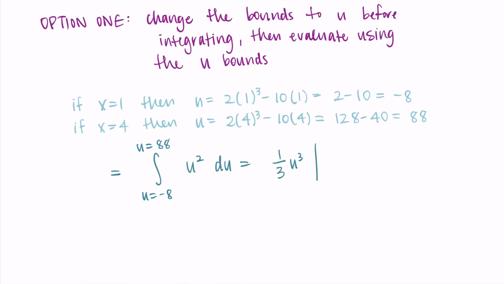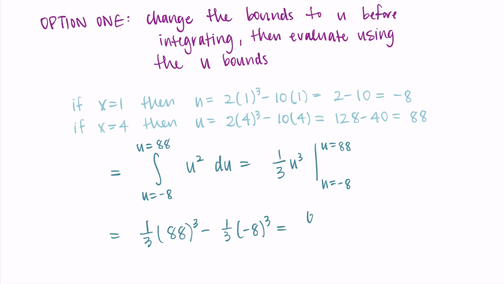So the antiderivative of u squared is 1/3 u cubed, and I'm evaluating this from u equals -8 to u equals 88. So using the fundamental theorem of calculus, I substitute in 88 for u first, and then I subtract off what happens when I substitute in -8. And these are getting to be some gnarly numbers, so I'll write the fractions out here that I calculated separately.